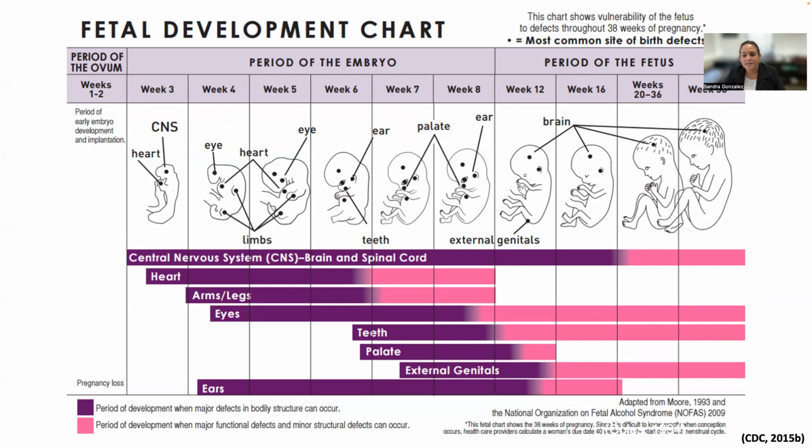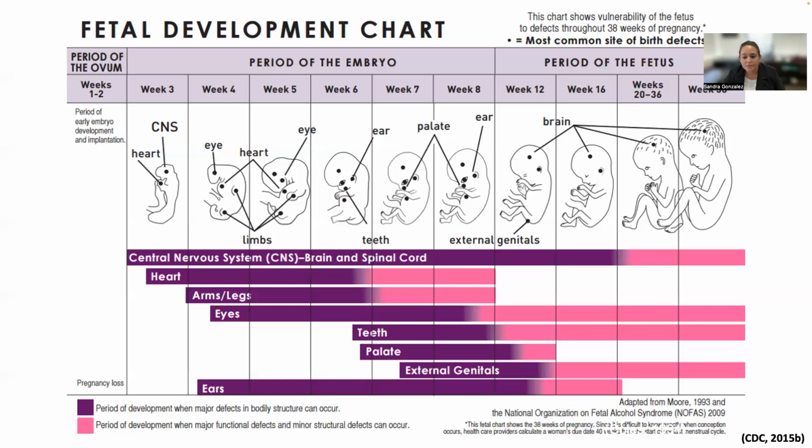During these periods, the effects of alcohol consumption would be the most harmful and result in major structural abnormalities in the fetus. The pink portion of the bars represents periods of development during which physiological defects and minor structural abnormalities could occur.